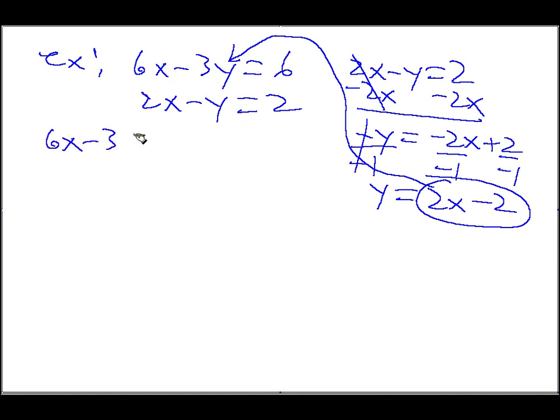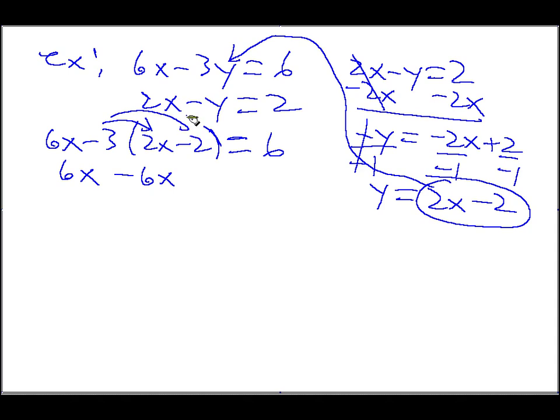6x minus 3 times y, which is 2x minus 2. So 2x minus 2 equal to what? Equal to 6. All right? Let's finish solving for x. So 6x, bring it down, distribute a negative 3. Negative 3 times 2x, negative 6x. Negative 3 times negative 2, positive 6, equal to 6.